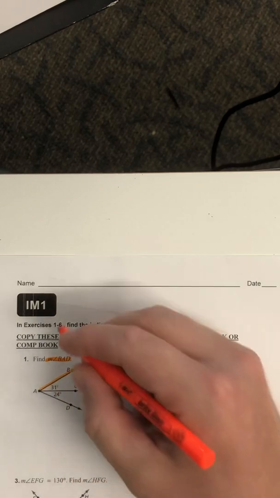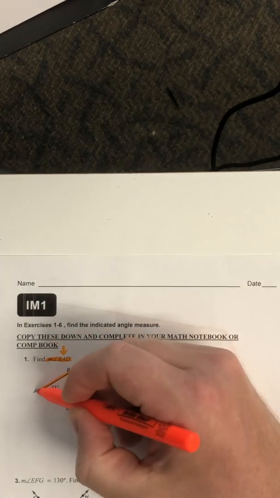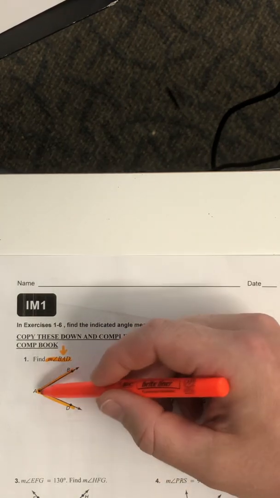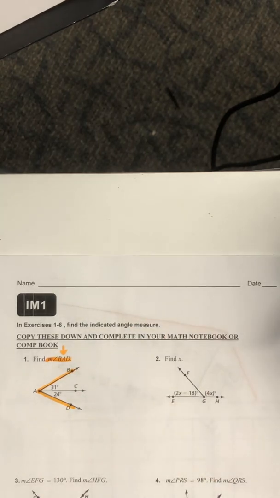So we have B, and it goes down to A. Notice that this A is in the middle. That means it's our vertex, all right? Which makes sense because that main common point right there is always the vertex. And then where does it go? It goes down to the D. So we want to find the measure of the big angle right there, all right?